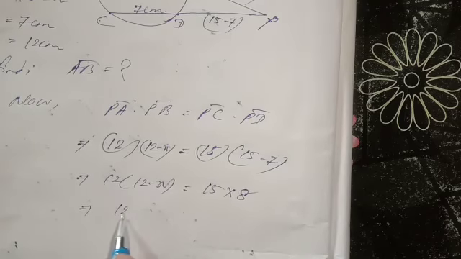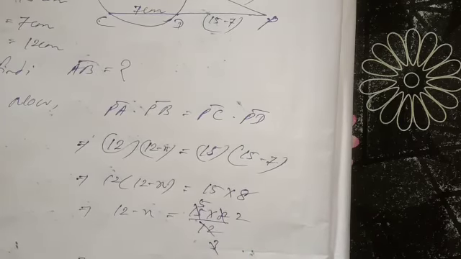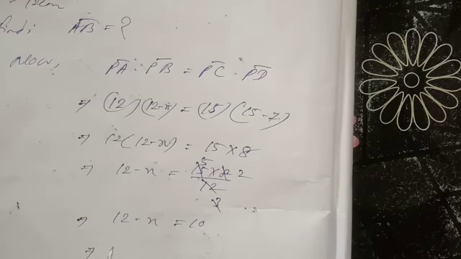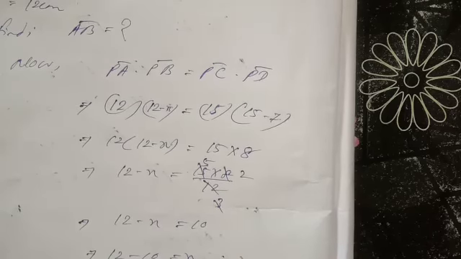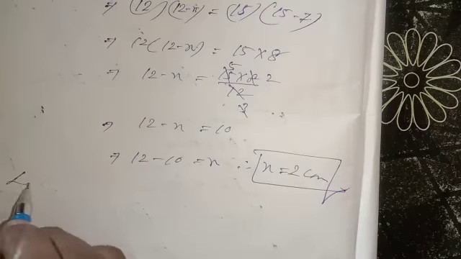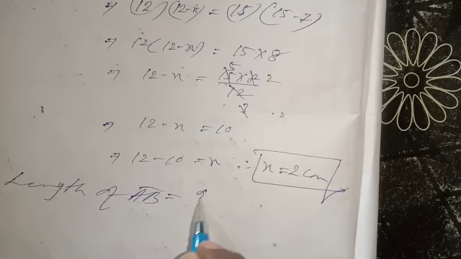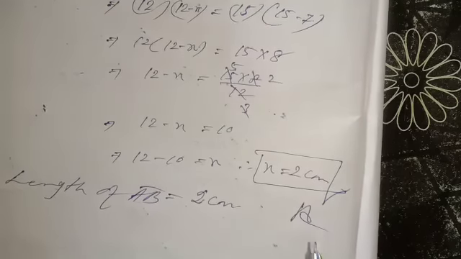Now 12 minus x is equal to 15 into 8 by 12. 4 twos are 8, 4 threes are 12, 3 fives are 15, so 5 twos are 10. 12 minus x is equal to 10. Therefore 12 minus 10 is equal to x. Therefore x is equal to 2 centimeter. x means AB. Therefore the length of AB is equal to 2 centimeter. This is the first part answer.